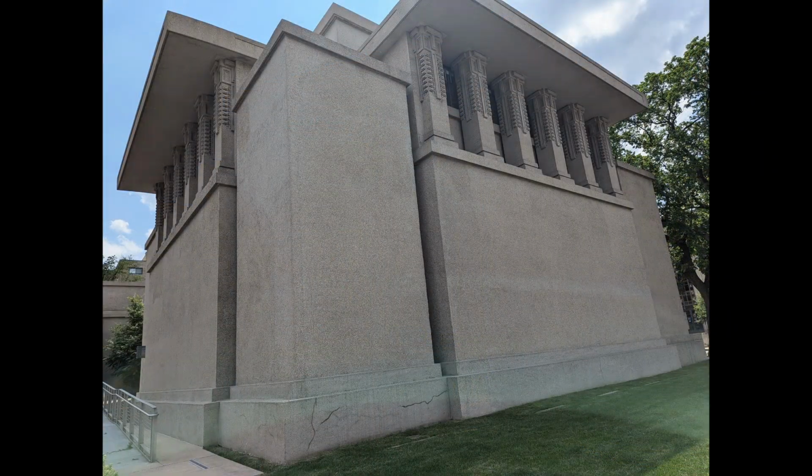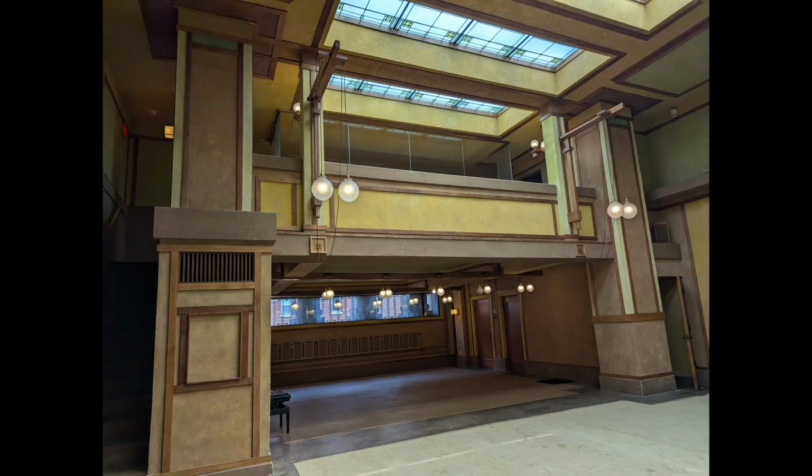While they don't allow video recording inside Unity Temple, I'll leave you with some shots from the interior.